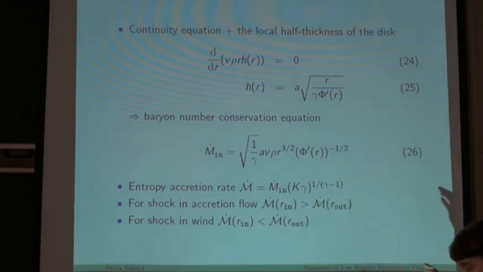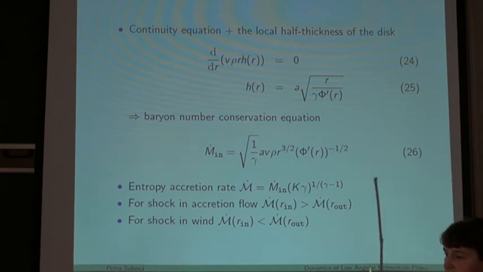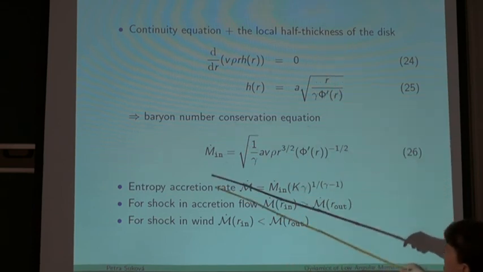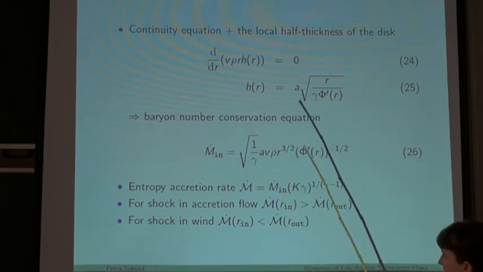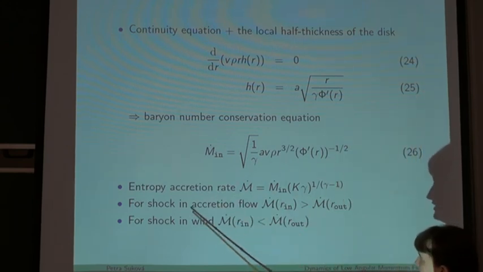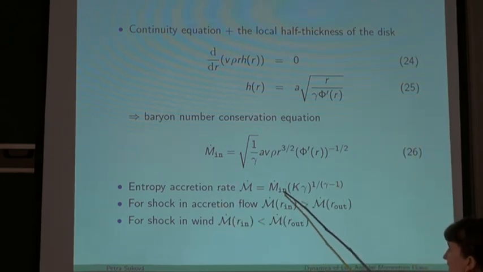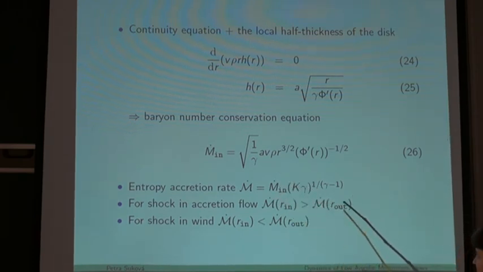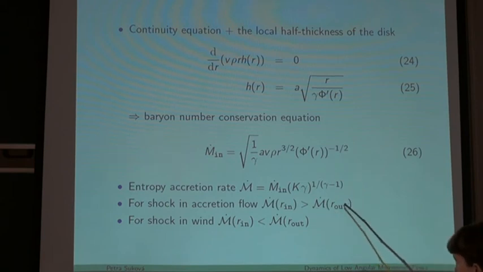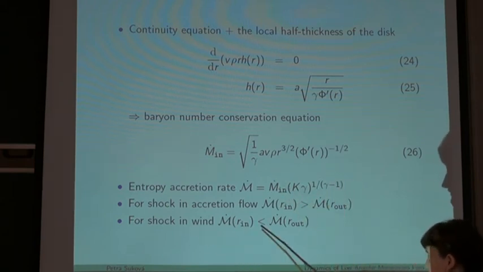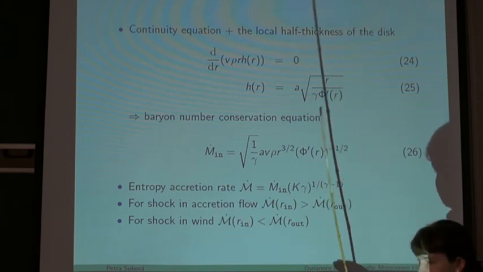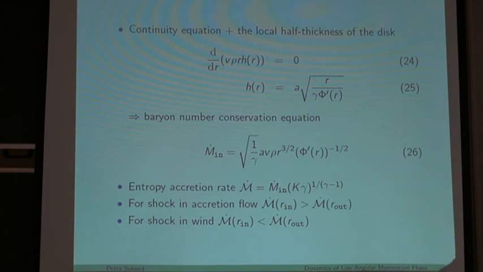Now these two types of solution have the same angular momentum and the same energy, but different entropy accretion rates, which we can compute from the continuity equation. We can show that for the shock in accretion flow, the entropy accretion rate at the inner sonic point is bigger than the entropy accretion rate at the outer sonic point. And for the shock in wind, it is reversed. So the entropy accretion rate is the thing which differentiates between these two solutions.